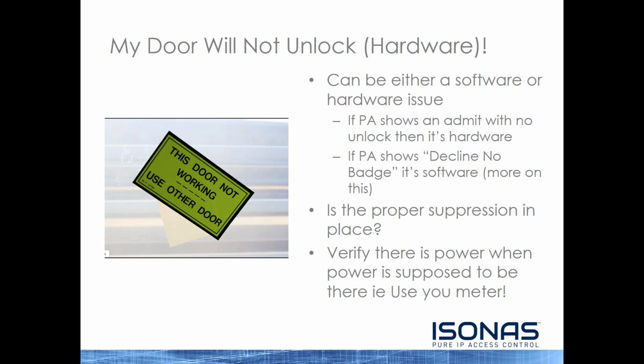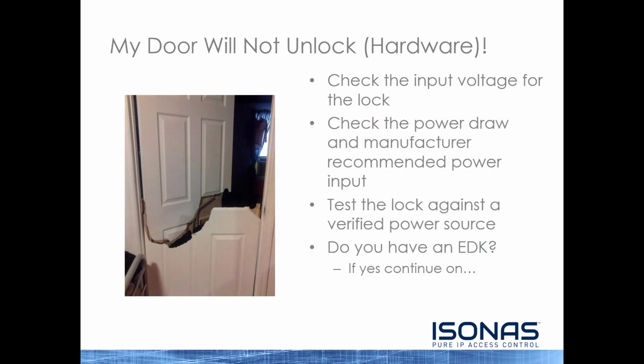Verify there is power when power is supposed to be there, i.e. use your meter. If it's a mag lock, you should have 12 volts on it when it's supposed to be locked. If it's a failed secure electric strike, you should have 12 volts on it when it's supposed to be unlocked. Check the input voltage for the lock.